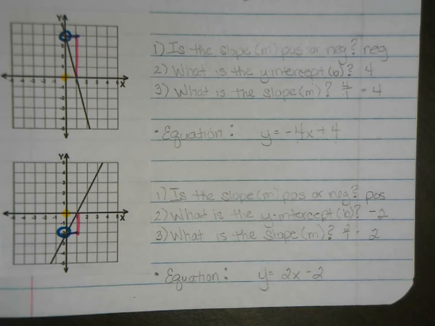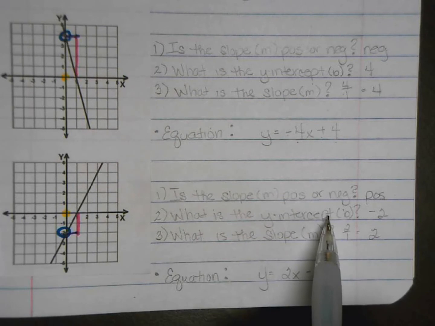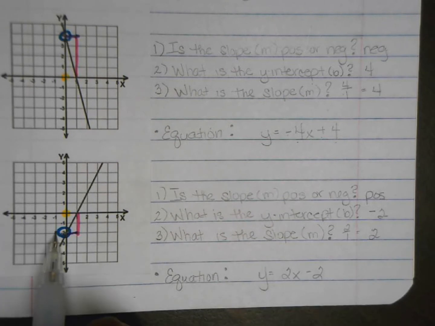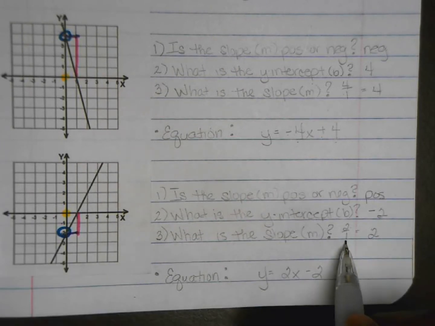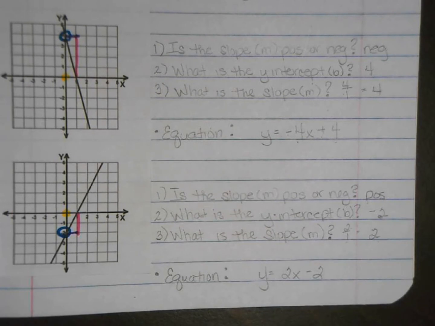Okay? And then same thing with this last one. Is my slope positive or negative? It's going to the right, so it's positive. What is the y-intercept? Where does my line cross the y? It crosses right here at that -2. What is the slope? I need to find my rise over run. So here's my y-intercept. I'm going to use that one. There's another one right there. That's going to give me 2 for my rise, 1 for my run. 2 over 1 is just 2. So I can go ahead and put those into my equation, y equals mx plus b.